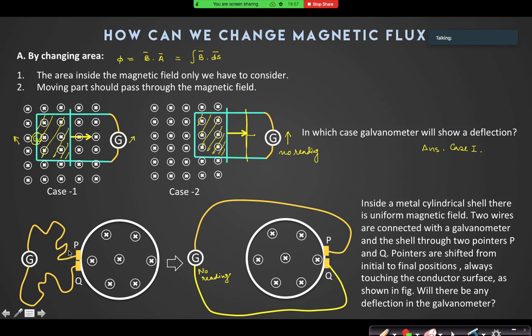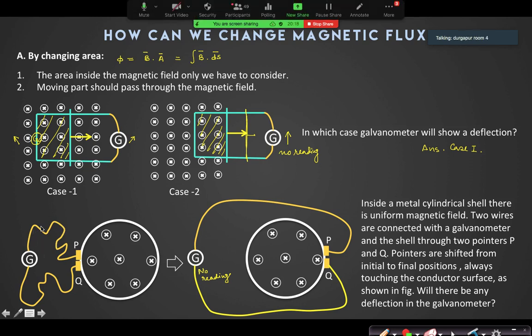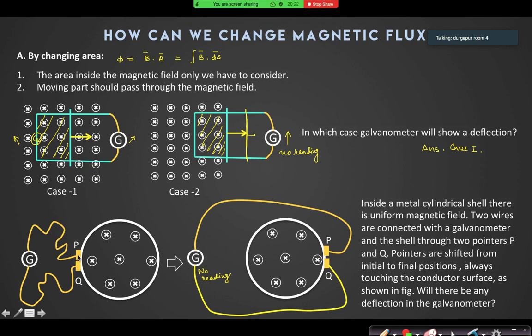Understood? But while moving this P and Q, are you crossing magnetic field? If you take P and Q through the ring, then it will show deflection. Inside the ring, yes. If you have shifted P and Q inside the ring or inside the magnetic field, there would definitely be a deflection. But in this particular case, there will be no deflection, no reading in this galvanometer, because the moving parts are not crossing the magnetic field. Right?